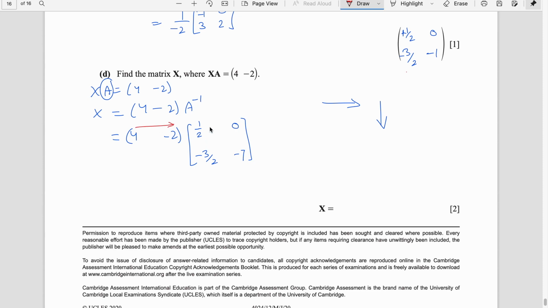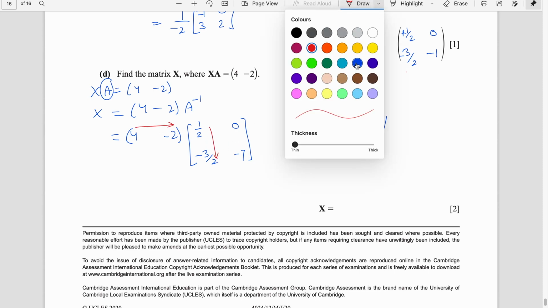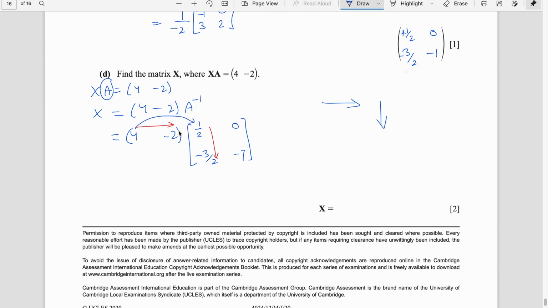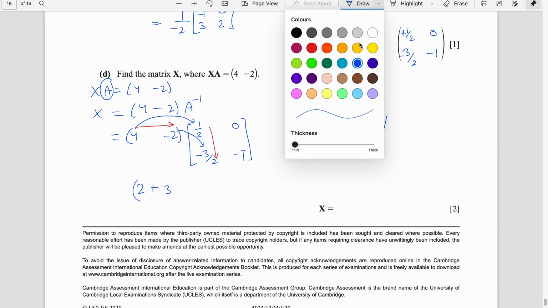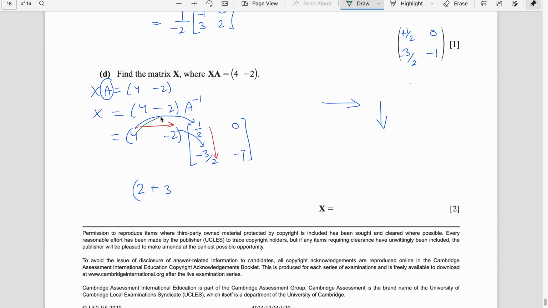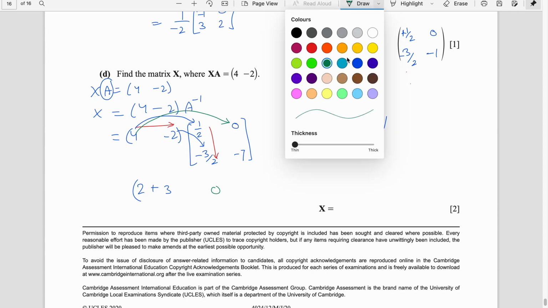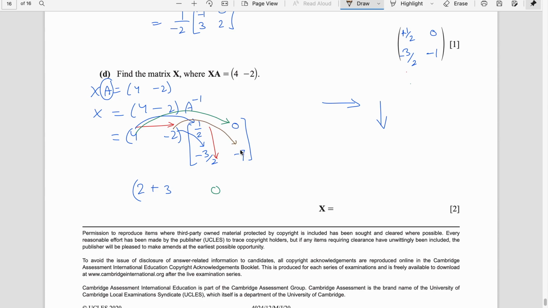So first row, first column. 4 into 1 by 2 plus minus 2 into this. So 4 into 1 by 2 is 2, and minus minus cancels, 2 divides, plus 3. Next number, for first row, second column. First number with first, 4 into 0 is 0 and minus 2 into minus 1 is plus 2. So 5, 2. Matrix X is 5, 2.